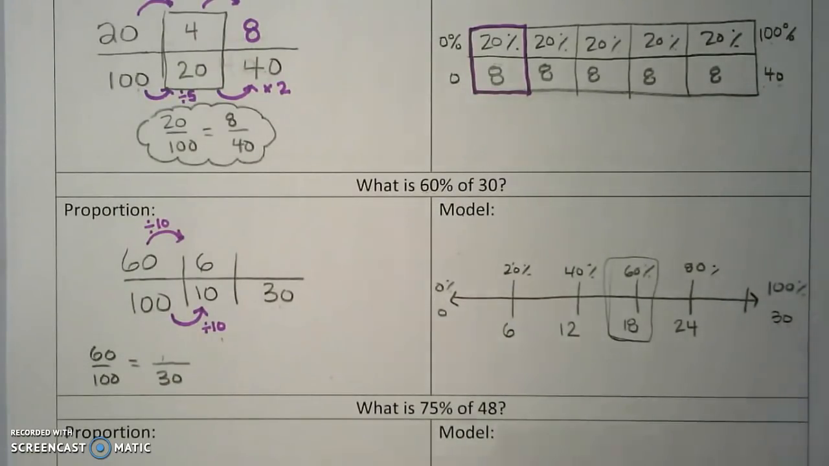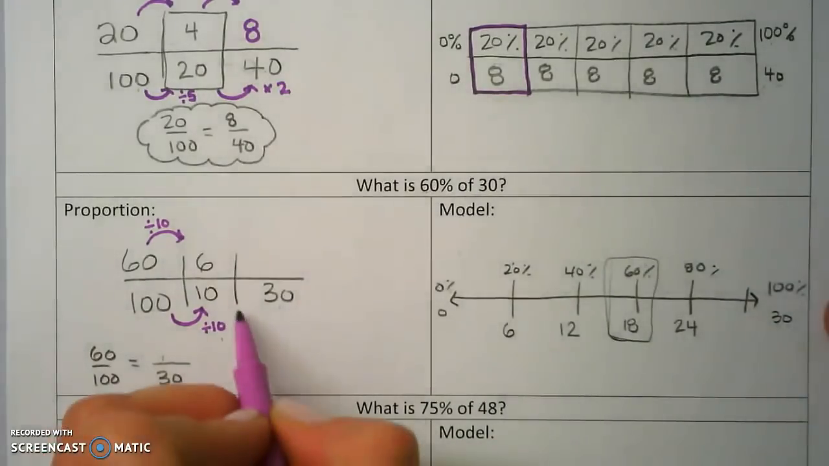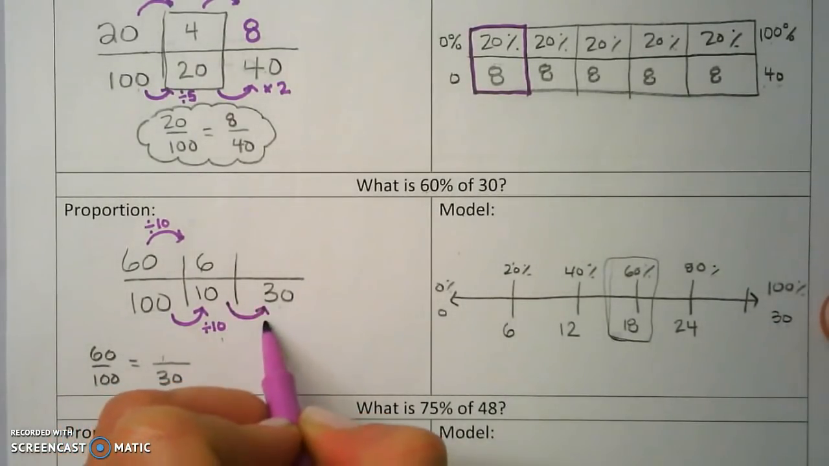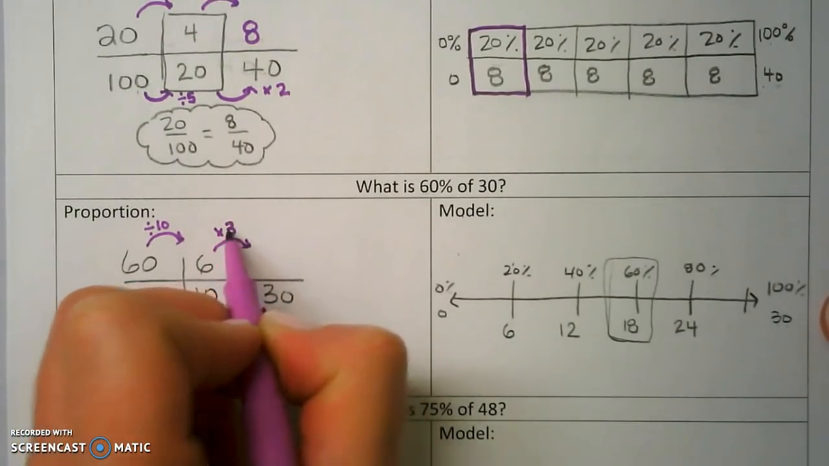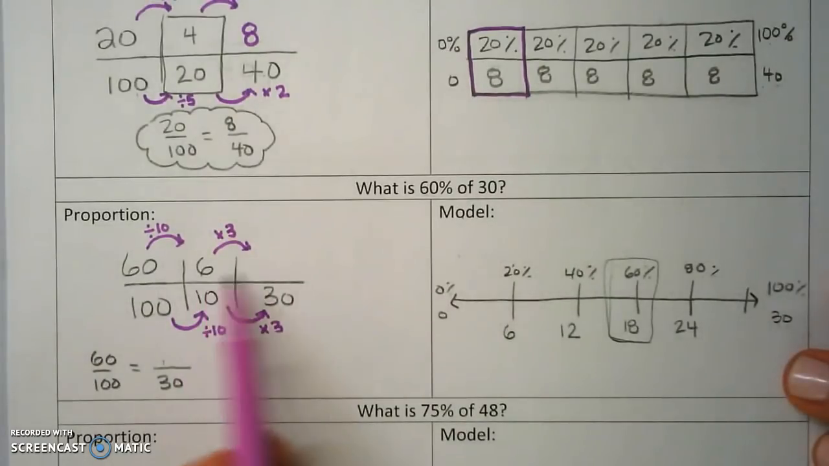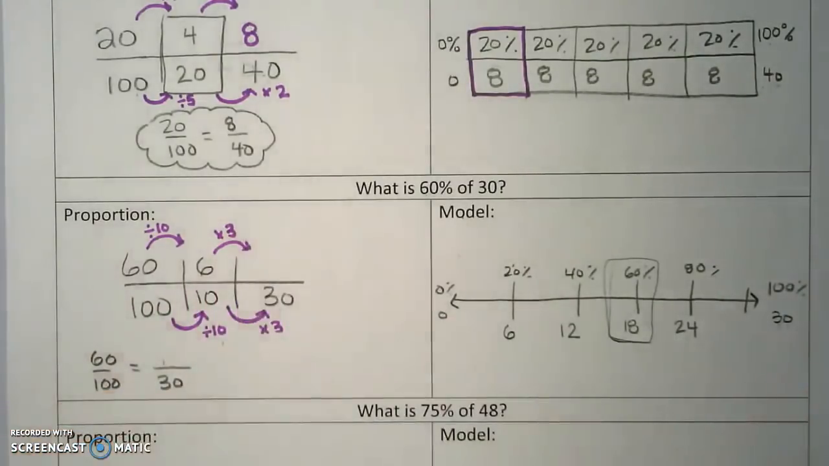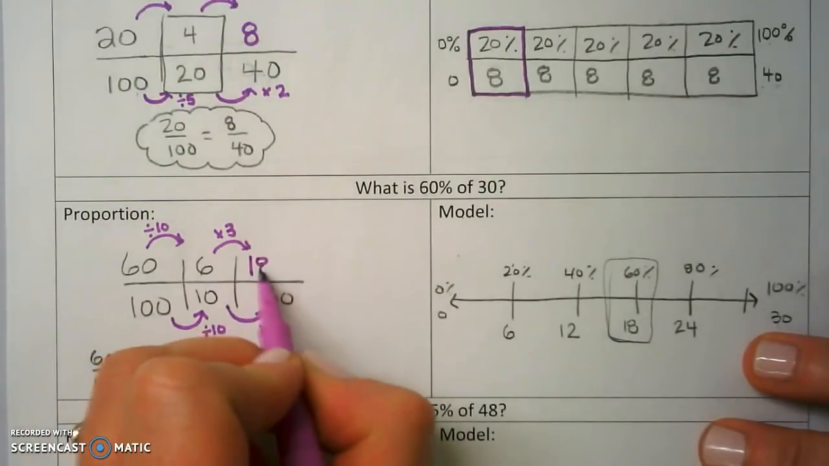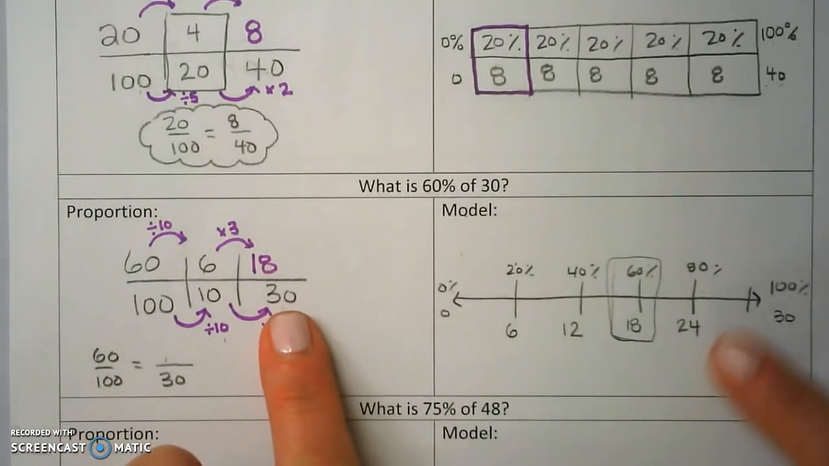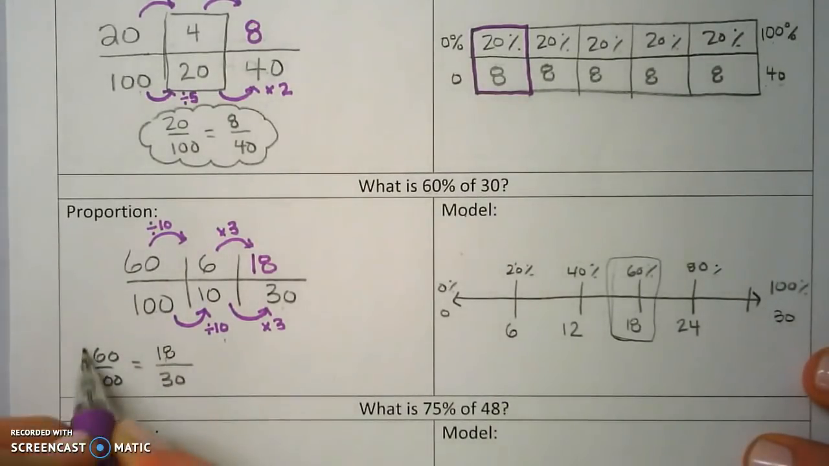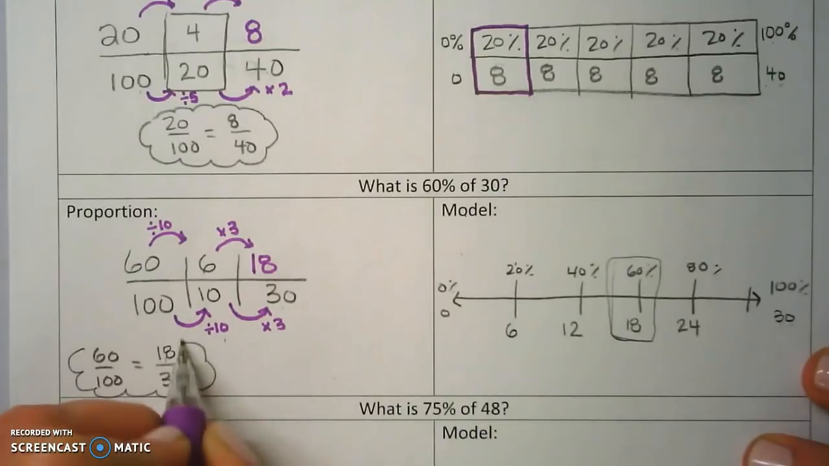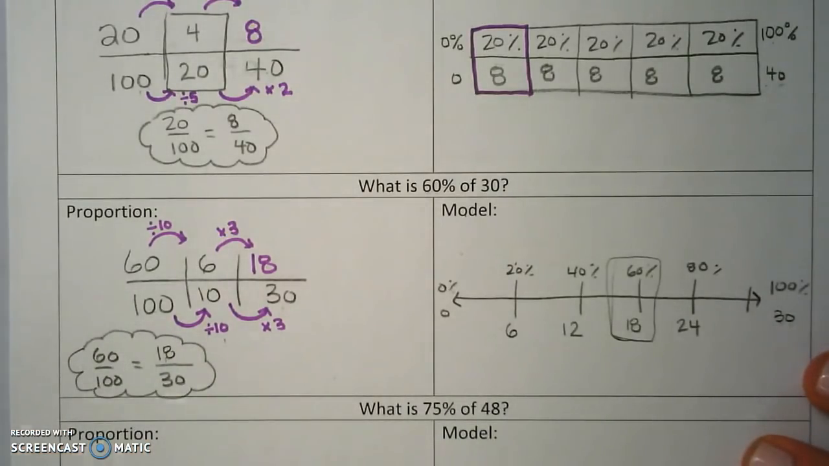Okay, well now to go from 10 to 30, I needed to multiply. 10 times 3 is 30. And in order for you to write an equivalent ratio, you need to do the same thing to this term on the top. And 6 times 3 is going to give you 18. So no matter which way you solve the problem, you landed on 18 for your answer. 60 over 100 is equivalent to 18 over 30.